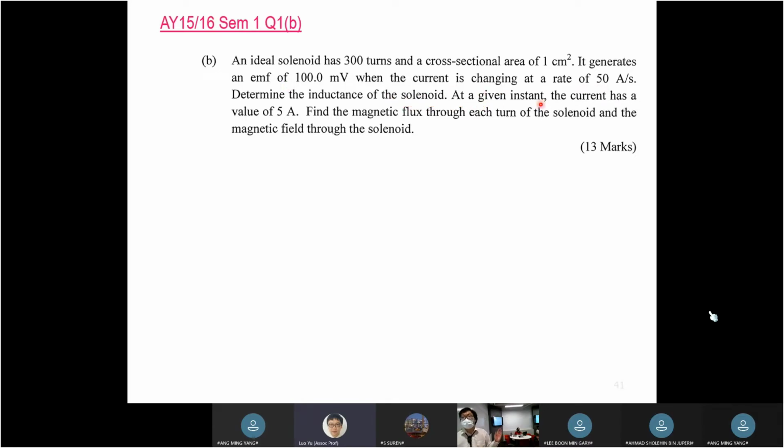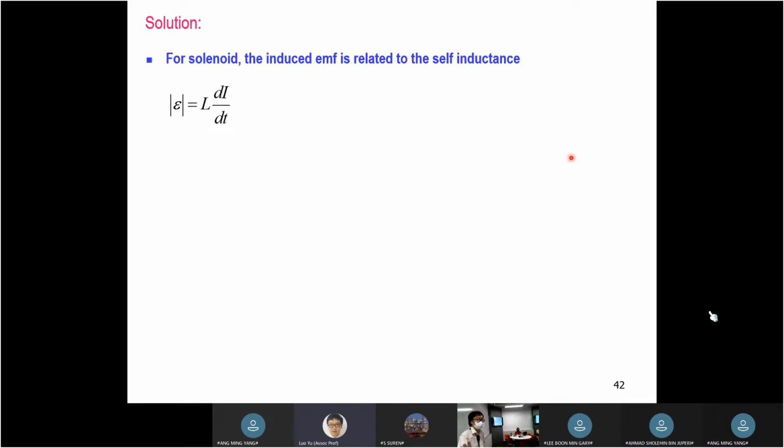Then it asks, at a certain instant, if the current is 5 amperes, what should be the magnetic flux? Then this is L I equal to n phi. If you get L, then L times I should equal n phi, so L times I divided by n is my flux, and then the corresponding magnetic field through the solenoid. So this question looks like we have a lot of information, right? But as you can see, it can be solved very, very easily. It carries 30 marks, a lot, no? But you can see each part you can solve with one single equation.